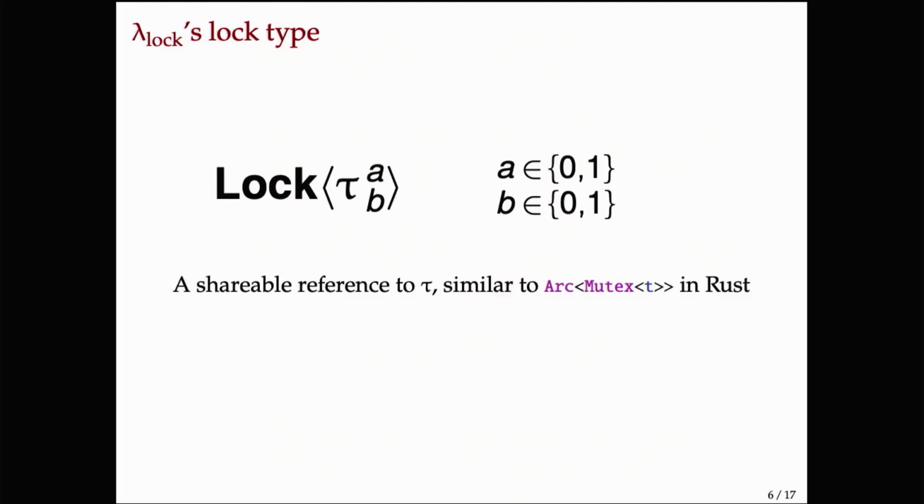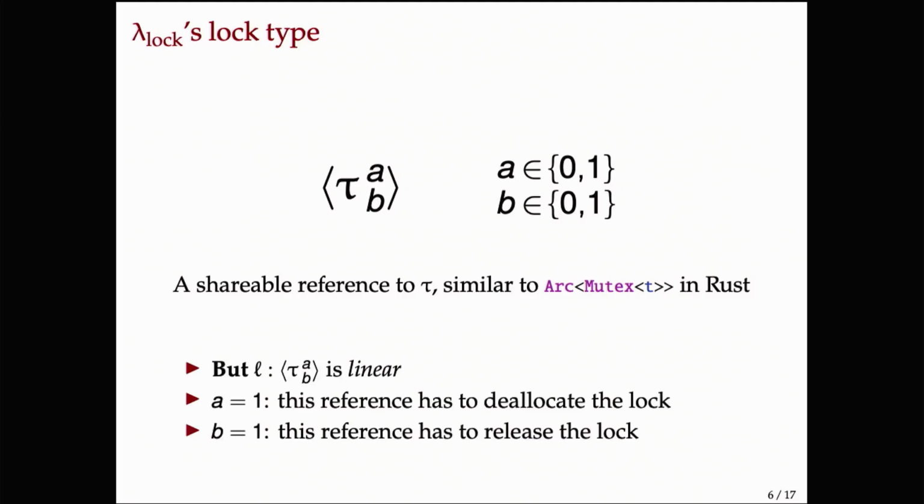Okay, let's look at the main type. So we have this log of tau AB. But because this didn't fit on my slides, I redefined my LaTeX macro. So we're just going to do that. So this type is similar to arg of mutex of t, but it's linear. So in Rust, you can copy a mutex arbitrarily.